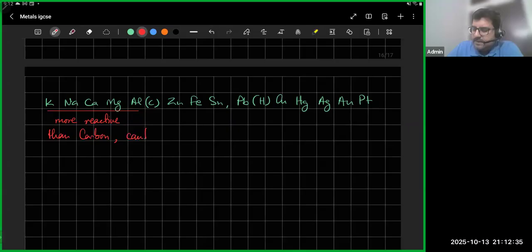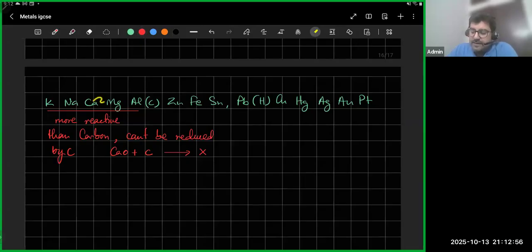So these can't be reduced by carbon. So for example, if I have calcium oxide, carbon will not be able to do anything with this. There's not going to be any reaction. Carbon is not reactive enough.